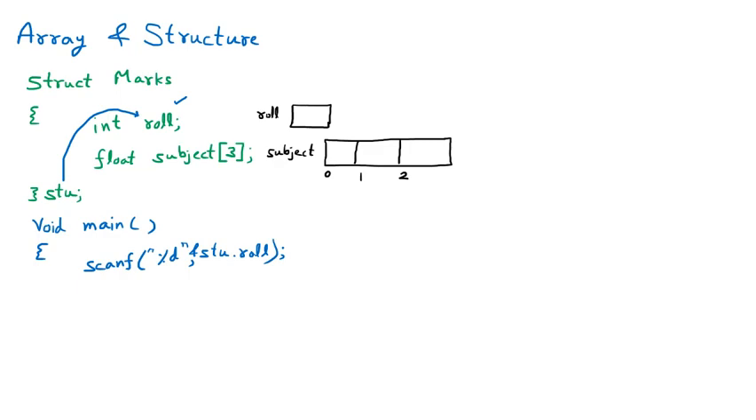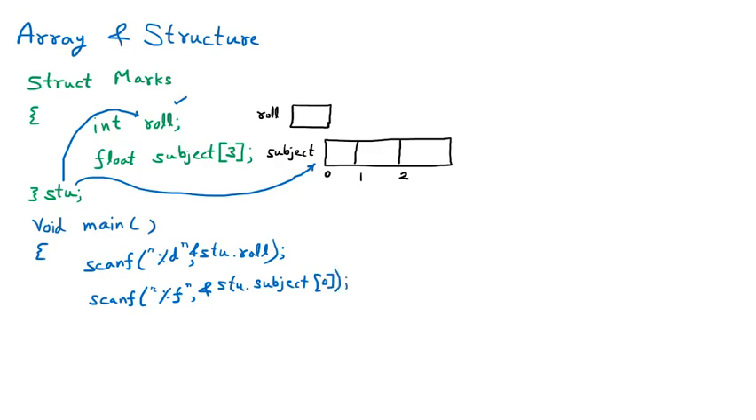If I take the input one by one without the for loop, then what will happen? We will simply say scanf, %f for the float. Now address of, to access the first element we will say stu dot subject 0. So we will write here stu dot subject 0. Well, this is not a good method. I must use a for loop, but I am making you understand what is going on.